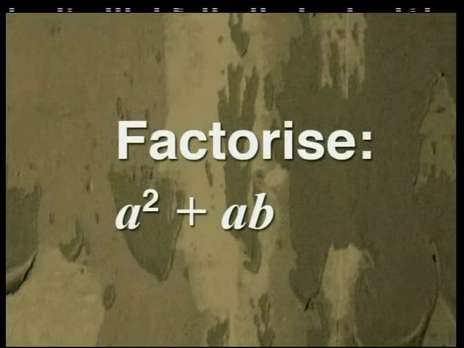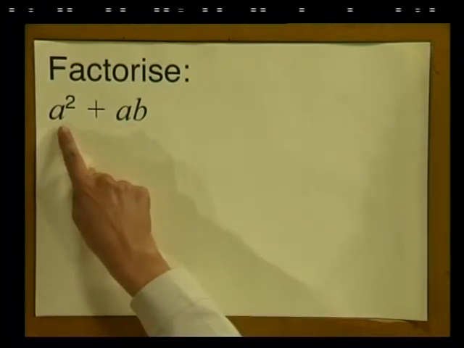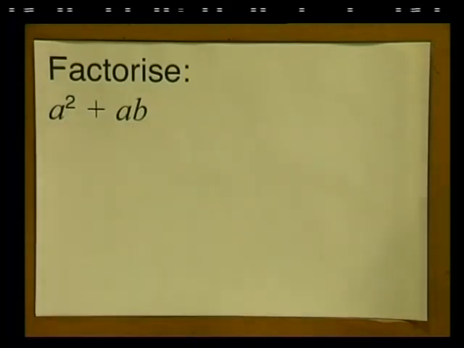Factorize a squared plus ab. Now a squared plus ab is an expression we have seen before. To factorize a squared plus ab without a diagram, we apply the opposite operation. In other words, instead of multiplication, we divide. Let's do it. Here we will divide each term by a. Why a? Because a is the common factor. A can divide into a squared as well as ab.